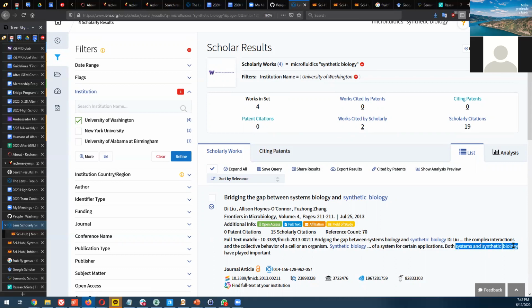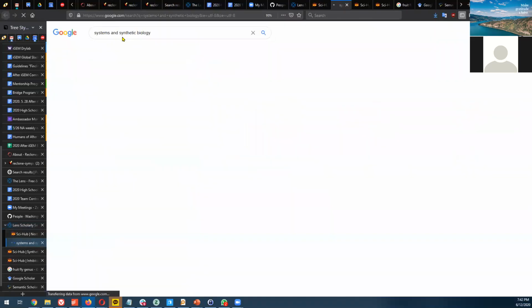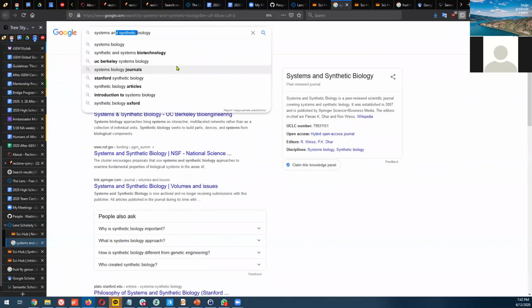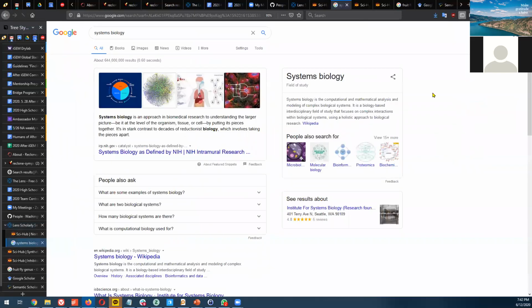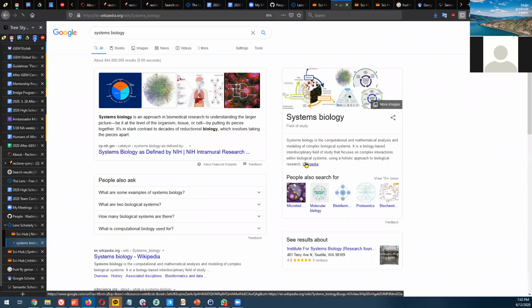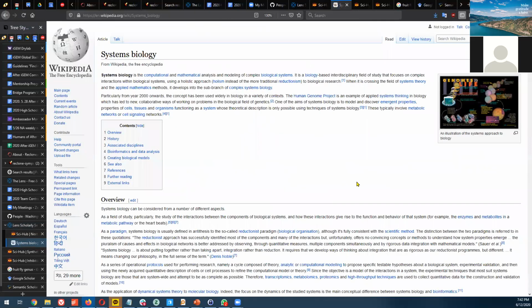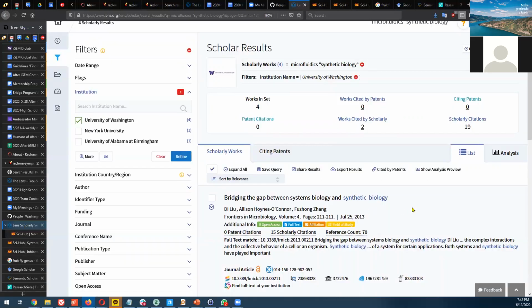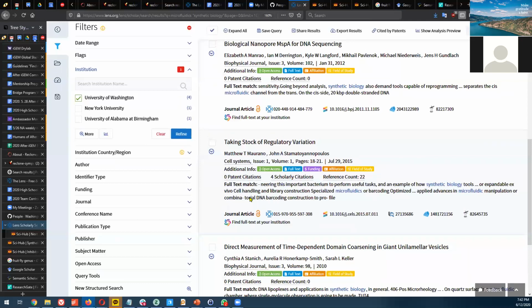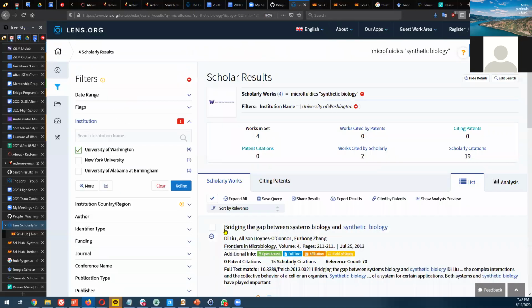So maybe I will literally just Google systems biology. And I'll just read the Wikipedia article for a couple of minutes. And I find out that it's a computational and mathematical analysis, right? So then I'm going to think, no. Okay, so I'm not that confident in these four, so I'm just going to take out this filter.